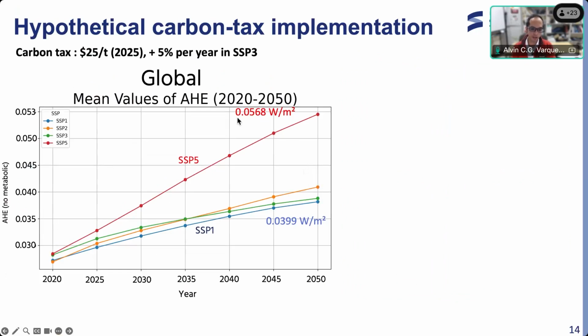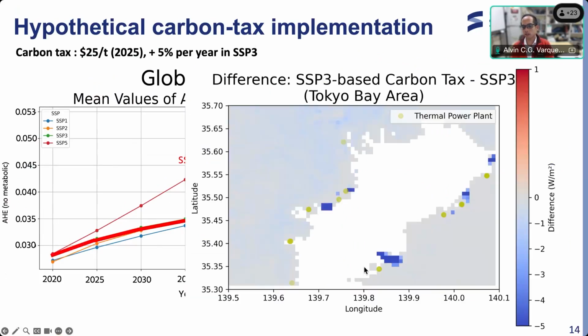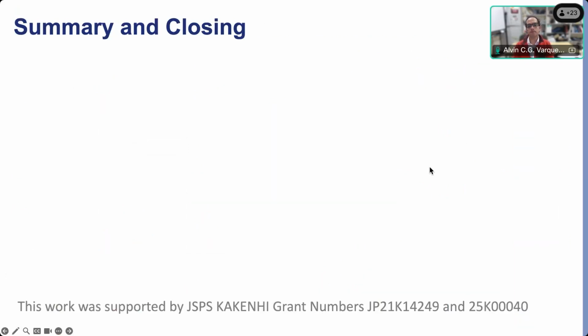So for example, if we have an SSP 5 scenario and we introduce this carbon tax, then we have this amount of global reduction, and this translates to reductions in QF, or this anthropogenic heat, in these locations. These are thermal power plants surrounding Tokyo Bay of Tokyo.